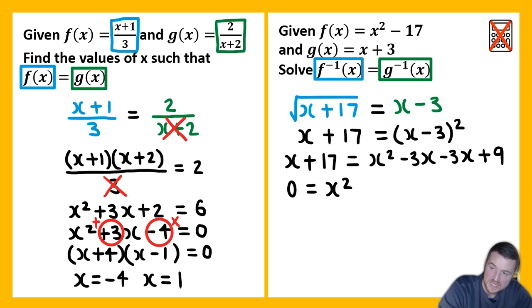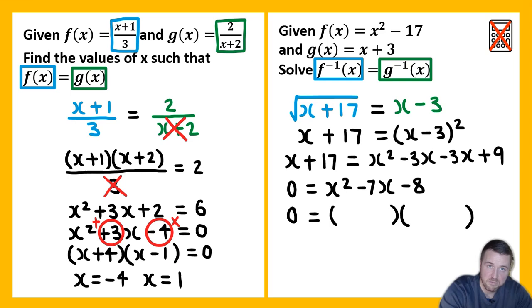x squared will remain the same. Negative 3x take away 3x is negative 6x, and I'll subtract x from both sides, giving me negative 7x on the right hand side. And then 9 take away 17 is negative 8. I can factorize before solving.